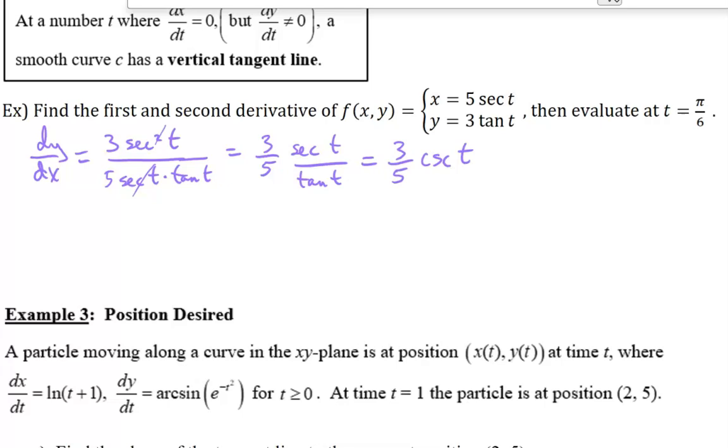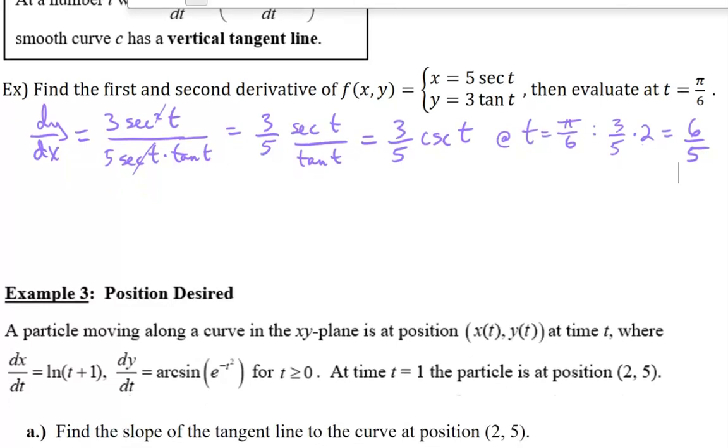And then if I want to evaluate, so let's say at t equals pi over 6, then I'm just plugging pi over 6 into this, so I get 3/5 times cosecant of pi over 6, which, since sine of pi over 6 is 1/2, is 2. So 6 over 5 is my first derivative at t equals pi over 6.